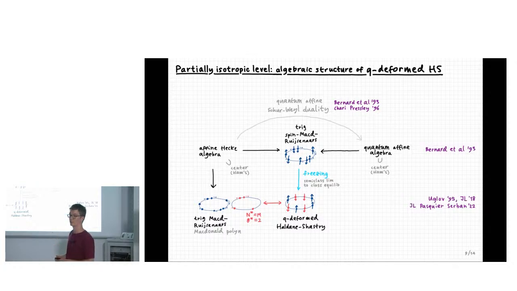So the picture is really the Q deformation of the previous picture. And then by freezing, taking the same limit, this time you get, again, a spin chain of equally spaced particles, which now interact in a much more complicated way that I will show in a moment. And this is a Q-deformed, or partially isotropic, or XXZ-like version of the Haldane-Shastry model.